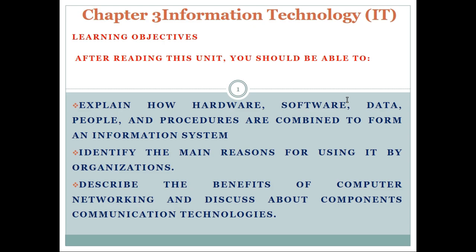Chapter 3, Information Technology. Under this chapter, we are going to see what hardware, software, data, people, and procedures are. We are going to see each of them in detail. We are going to identify the main reasons for using IT by organizations. Describe the benefits of computer networking and discuss the components of communication technology.